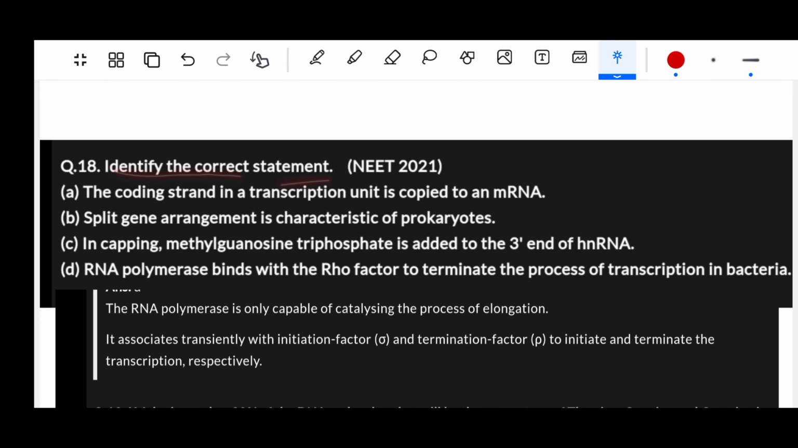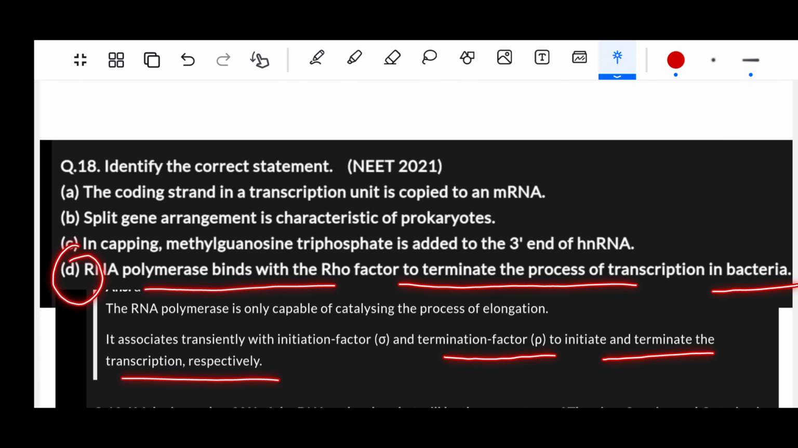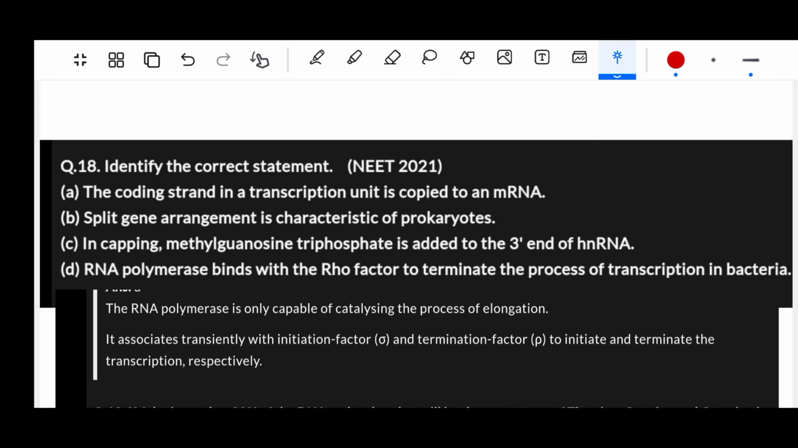Identify the correct statement. The coding strand in a transcription unit is copied to an mRNA. Split gene arrangement is characteristic of prokaryotes. In capping, methylguanosine triphosphate is added to the 3' end of hnRNA. RNA polymerase binds with Rho factor to terminate the process of transcription in bacteria. The RNA polymerase is only capable of catalyzing the process of elongation. It associates transiently with initiation factor sigma and termination factor Rho to initiate and terminate the transcription respectively. Option D, RNA polymerase binds with the Rho factor to terminate the process, is the right answer.